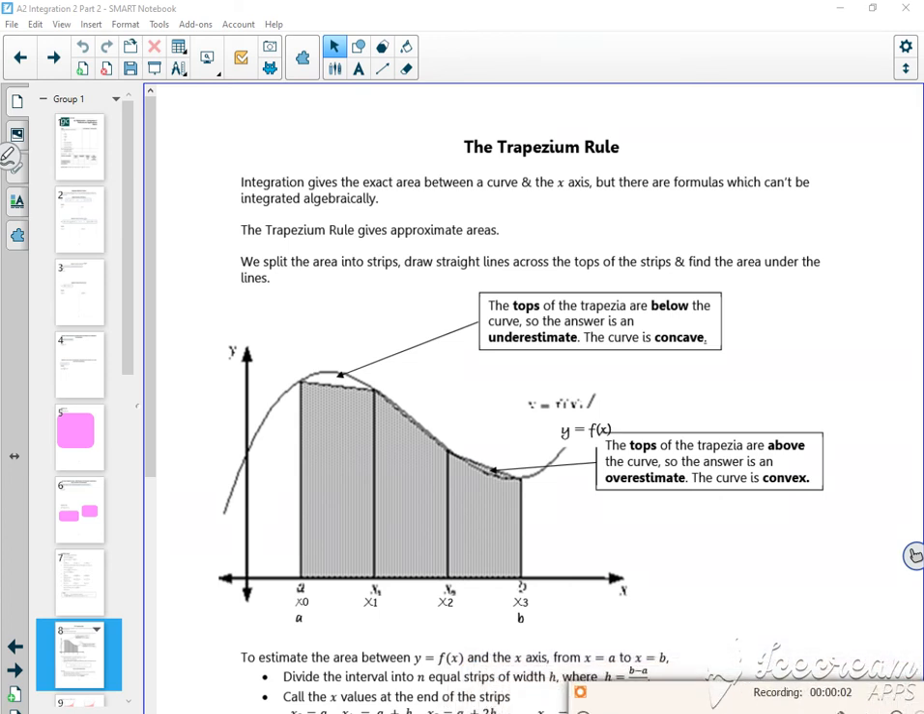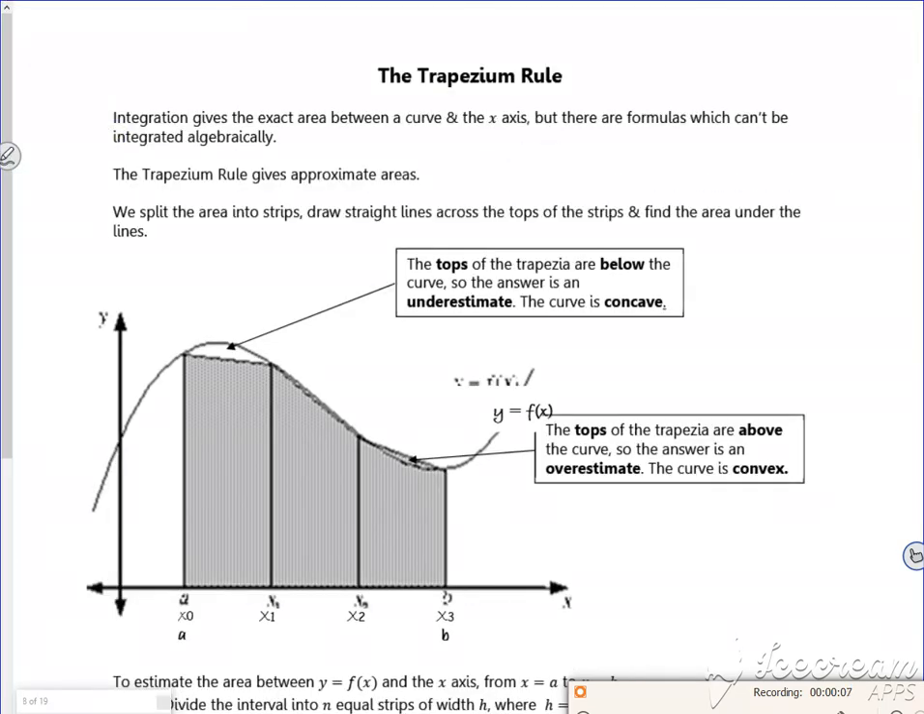Hi everyone, so this is the first video for the second lesson of the second pack within the integration 2 pack. There's not actually that much to it, it's quite nice, it's called the trapezium rule.